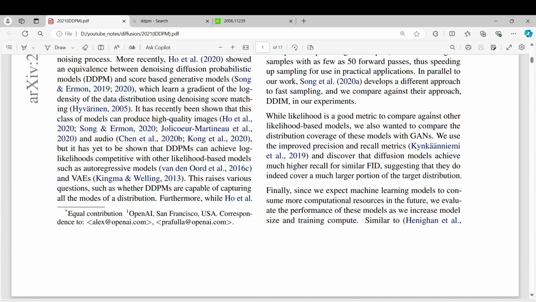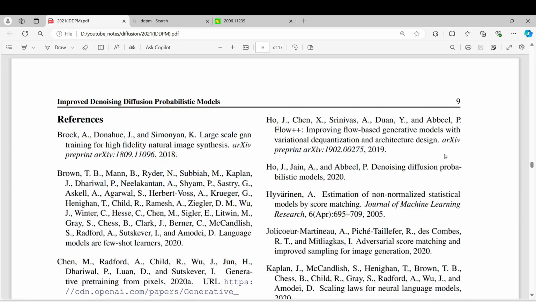And log likelihood is a good metric to compare against other likelihood based models. We also want to compare the distribution coverage of the model with GANs. So likelihood is a good metric, and they also want to measure the distribution coverage of this model, with the use of improved precision and recall metrics. So we use this improved precision and recall metric and discover that diffusion models achieve much higher recall for similar FID.